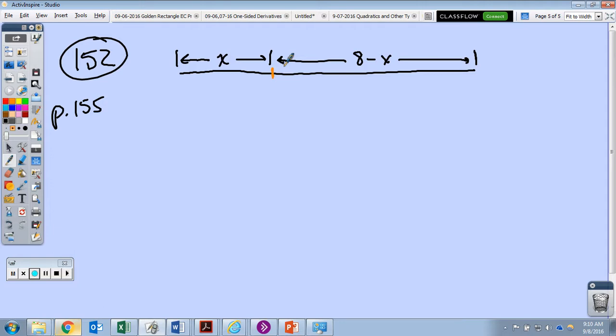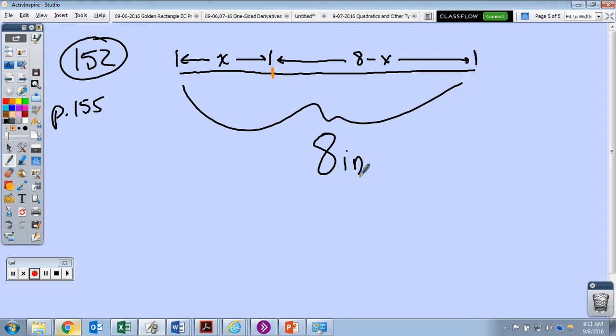When I do these problems, I'll read them more than once. I've got to soak it in. I'll read them 2 or 3 times, 4 times if I have to. A piece of wire is 8 inches long. Okay, I get that. So this whole thing is 8 inches long. The wire is cut into 2 pieces, and then each piece is bent into a square. Find the length of each piece if the sum of the areas of these squares is to be 2 square inches.